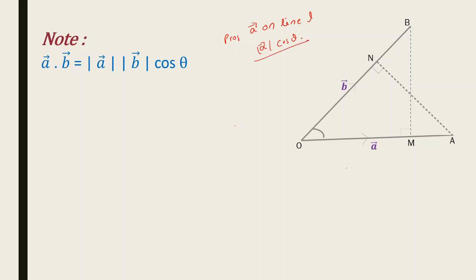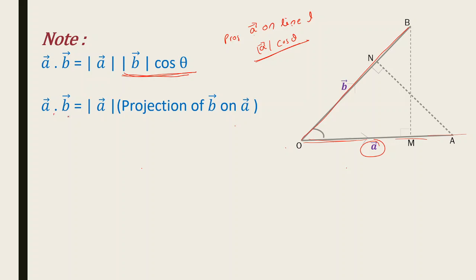That means we can call this the projection of A on L, which is magnitude of A into cos theta. Then magnitude of B cos theta is nothing but the projection of B on line OA, or on vector A, correct? So let me write here, vector A dot vector B is equal to magnitude of A into magnitude of B cos theta, which is the projection of B on vector A. I mean, the impact of vector B on A is this much.